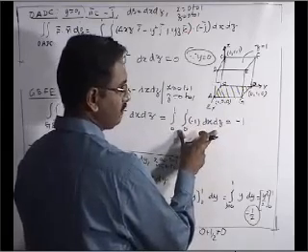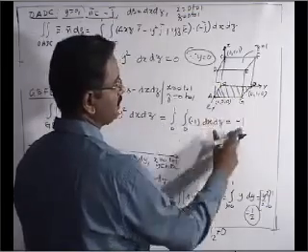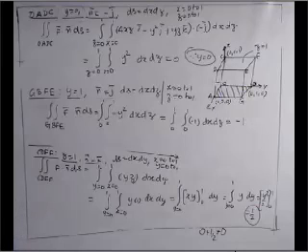Outer integral value again 1. So 1 into 1, 1. There is a minus 1 outside. So you will get minus 1. புரியுதா, very simple.